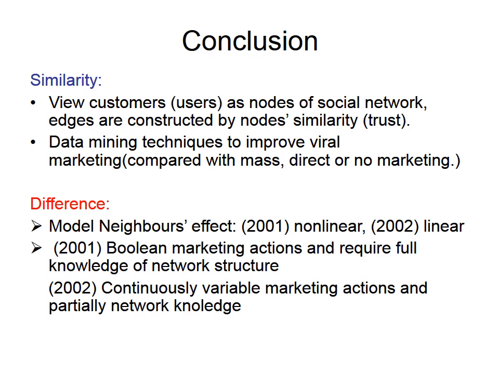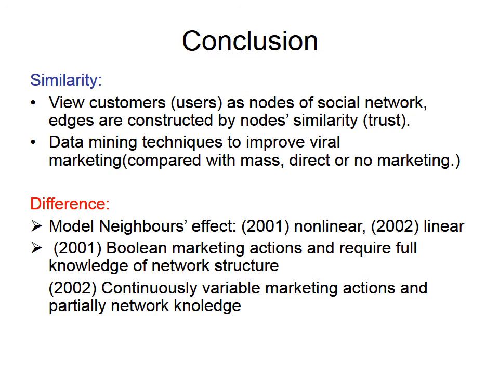So now let me summarize the conclusions that we can get. In both papers, they view customers or users as the nodes of a social network, and the edges are constructed by the nodes' similarity or trust relationship. And both of the papers use data mining techniques to get the probability data that they need so that they improve the viral marketing action. The difference between the two papers is that, first, the 2001 paper used a nonlinear model to model the neighbors' effect. However, the 2002 paper used a linear model.